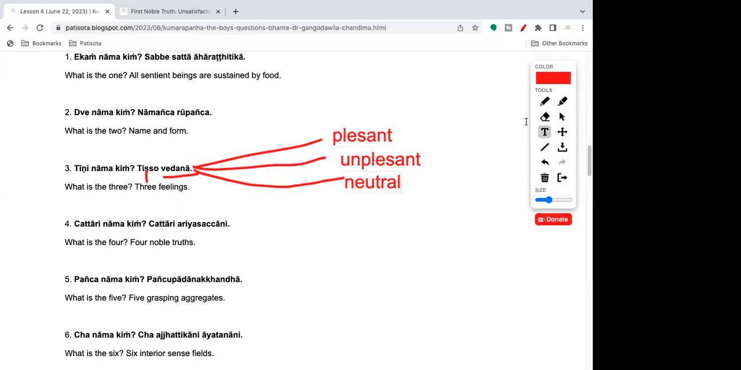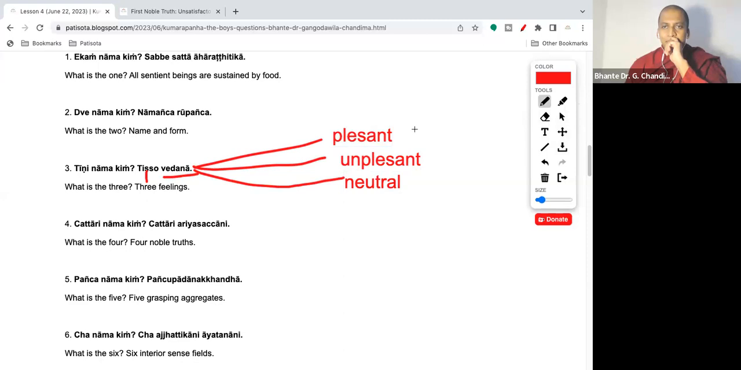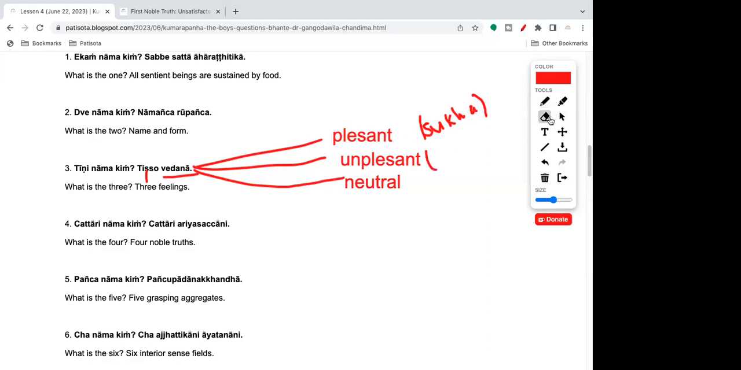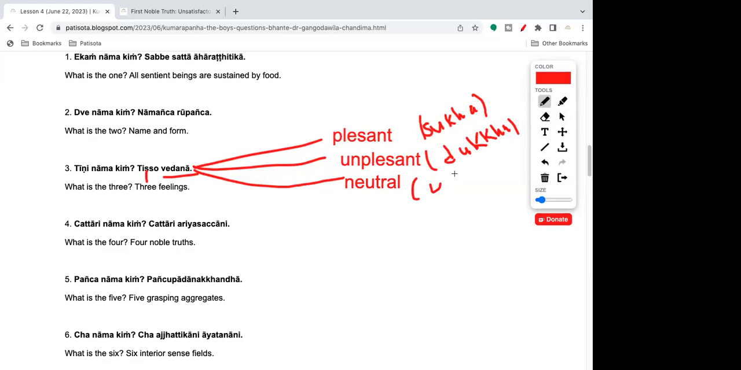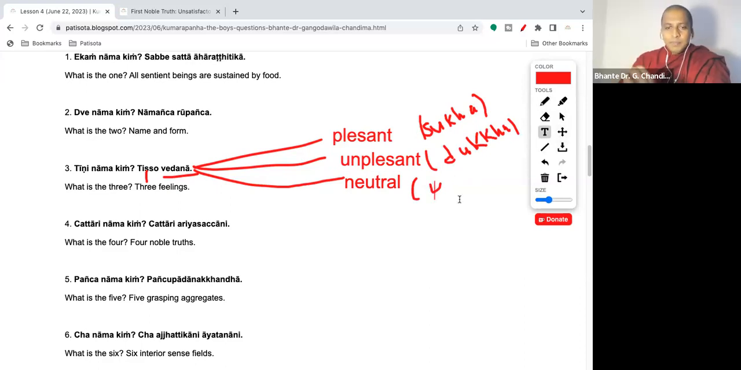Upekkha. Okay, good. Let's find out the meaning. This we call Sukha. Sorry for my writing, I'm trying to write by drawing. Then this one is called Dukkha. And this one is called Upekkha, or there is another wording for that: Adukkhamasukha.